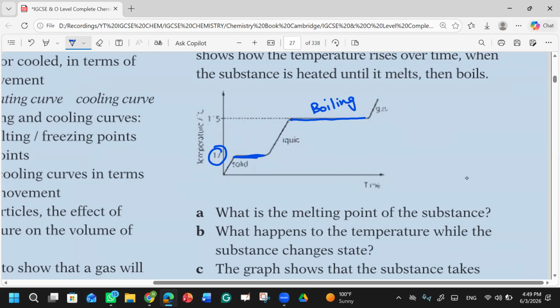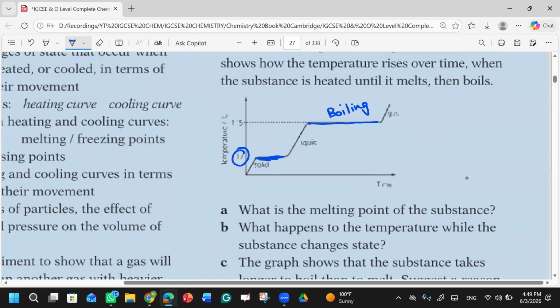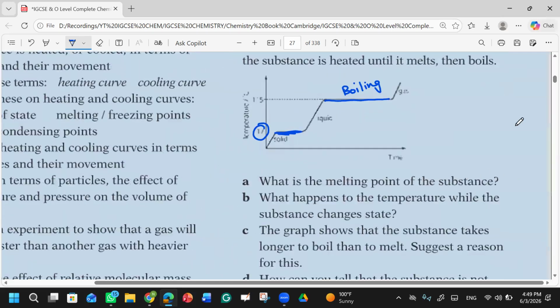What is the reason behind this, that at the boiling point and melting point there is a constant temperature for a few minutes? Why is this so? It takes a bit of time so it can melt and go from solid to liquid.